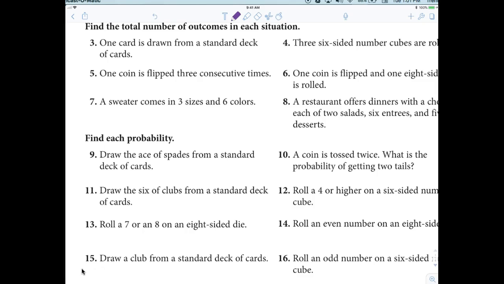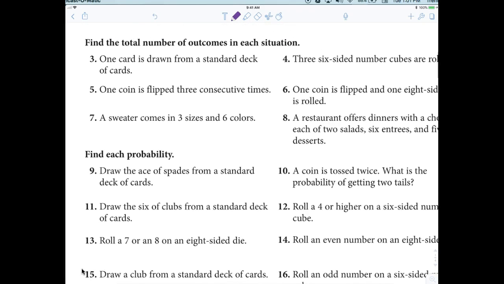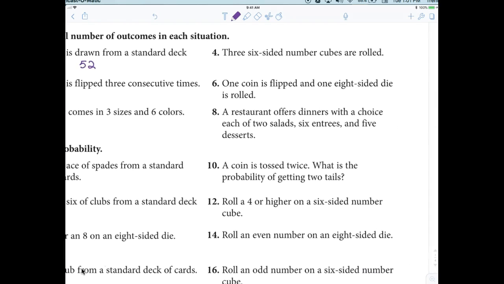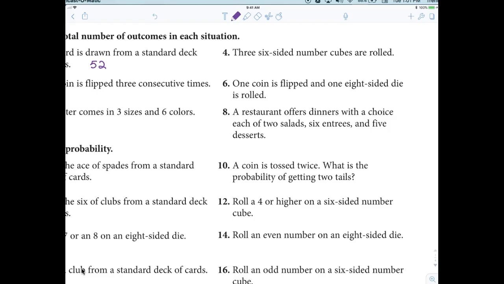So it says, find the total number of outcomes if you're going to draw a card from a deck. There are what? 52 outcomes. That's exactly correct. 52 outcomes. All right? Now, how many different outcomes are there if you throw 3 6-sided number cubes? How many outcomes are there? 216. How'd you get that? I multiplied 6 times 6 times 6.